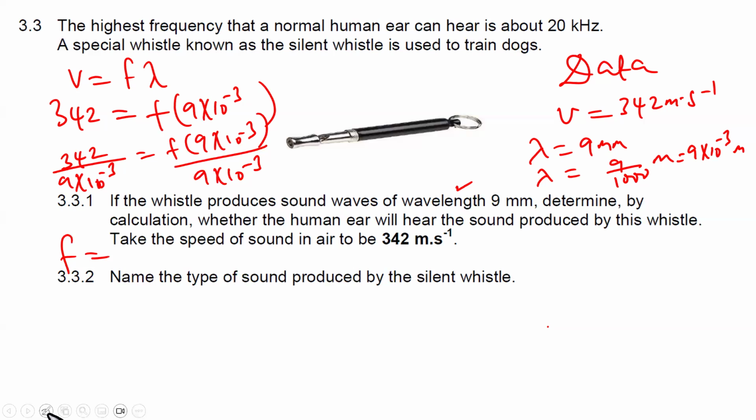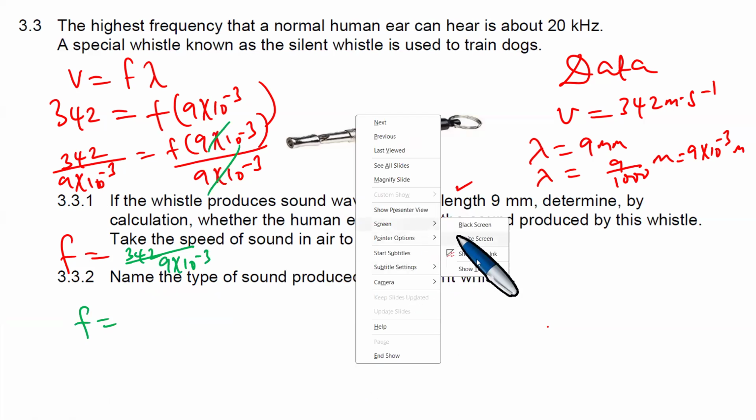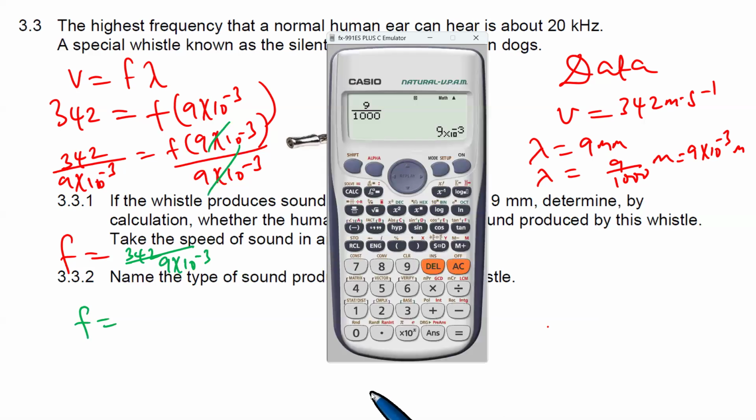Right, so this one here cancels, and then cancel, cancel, and now they got divided. So you have 342 divided by 9 times 10 to the minus 3, which means f equals... Okay, what do you get as your answer? If you have 342 and you divide that by 9 times 10 to the exponent minus 3, you're getting exactly 38,000.